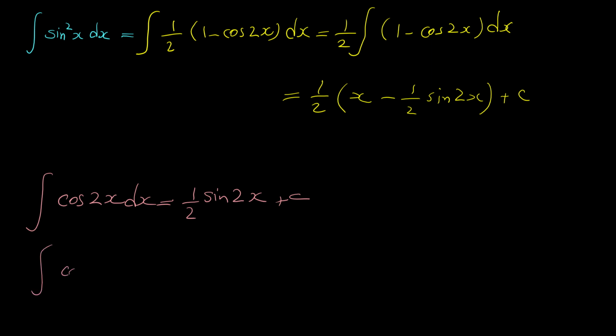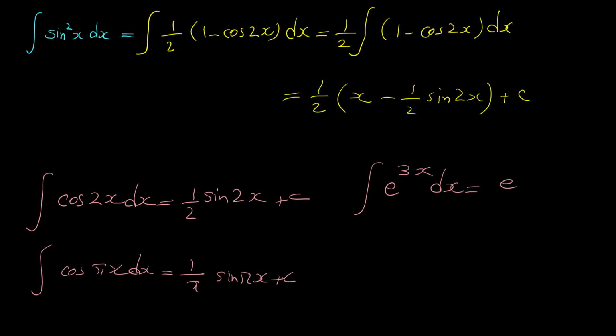What about the integral of cosine, let's say, pi x dx? The answer is 1/pi sine of pi x plus c. What is integral of e to the 3x dx? We know that integral of e to the x is e to the x, so integral of e to the 3x should be e to the 3x times the reciprocal of the coefficient here. You don't need to waste your time choosing this as u substitution and so on. No.